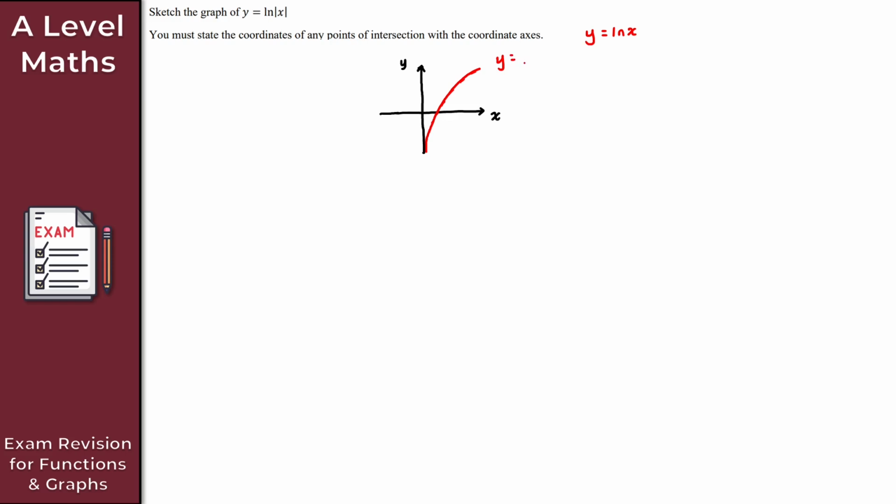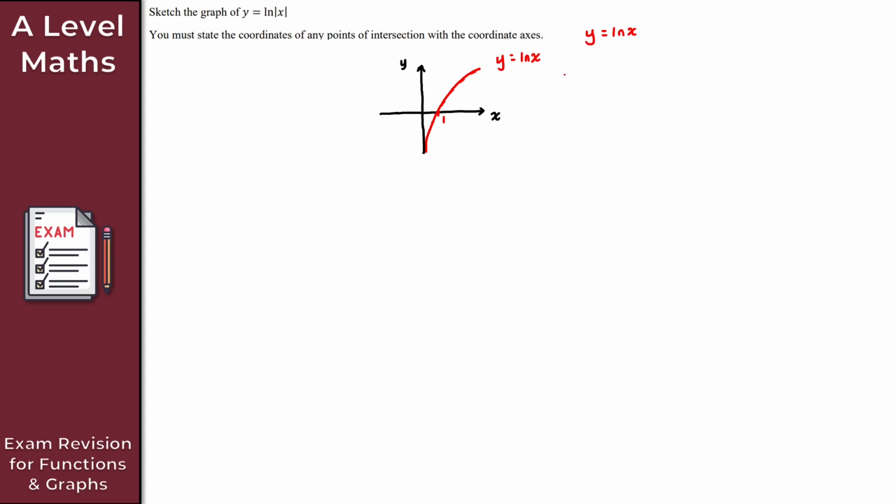As we've just mentioned, this is y equals ln x. This doesn't have an intersection with the y-axis, but with the x-axis, that point is x equals 1.